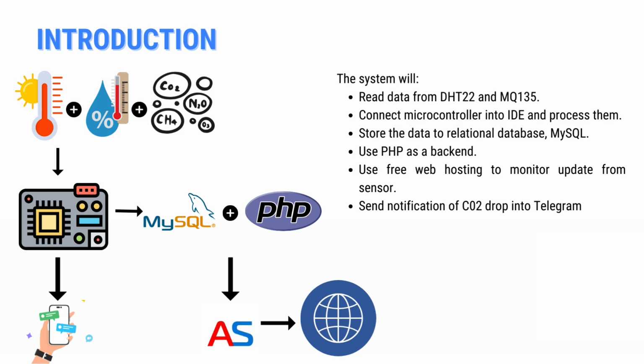Alternatively, the data that has been received and processed on the microcontroller can also be retrieved in real time from the Telegram command, which I will explain later on. And there will also be an automated notification in case there is any CO2 concentration drop. So there will be an alert message on Telegram.